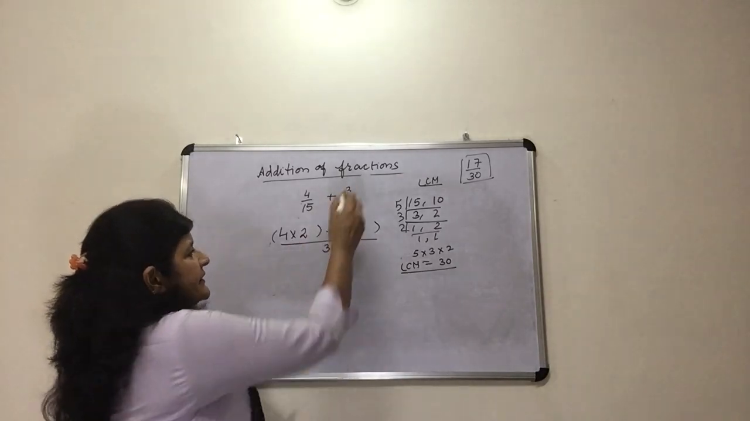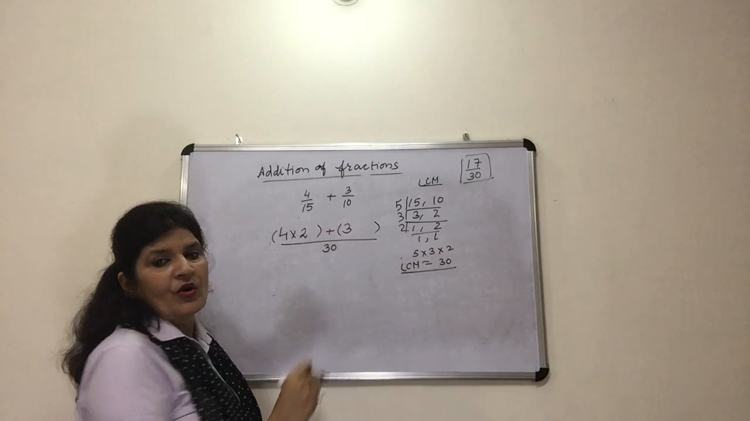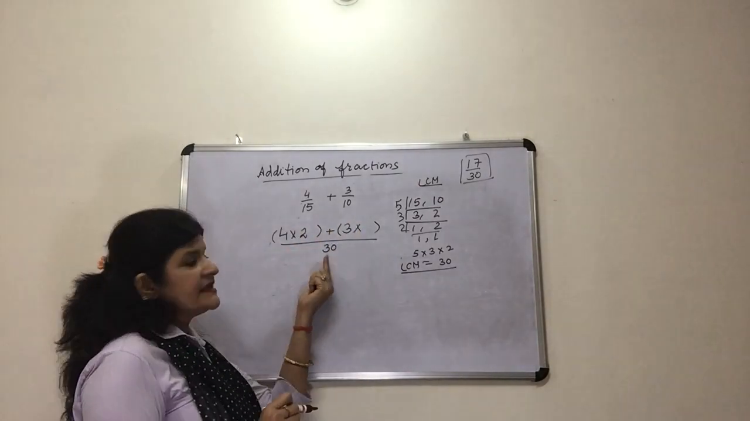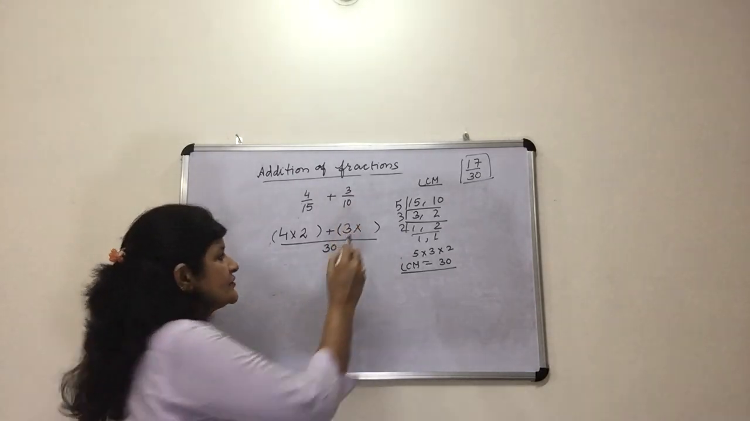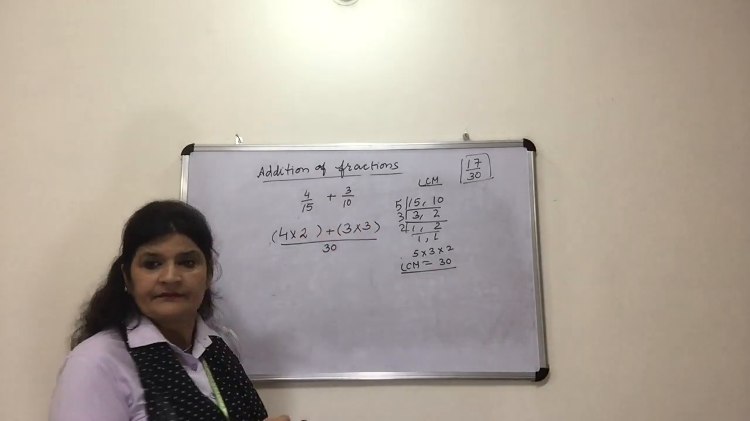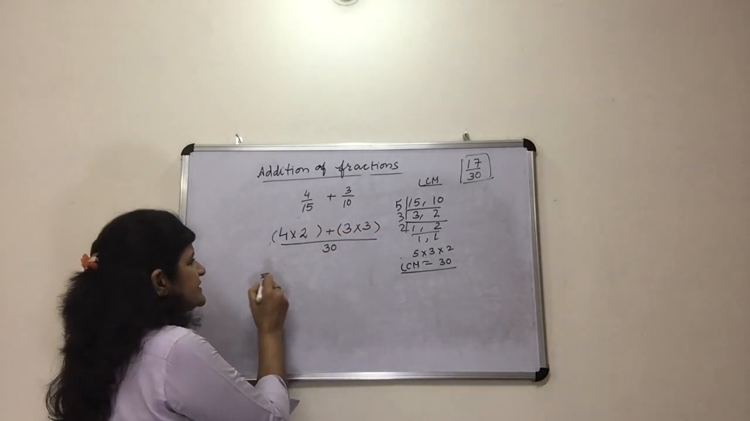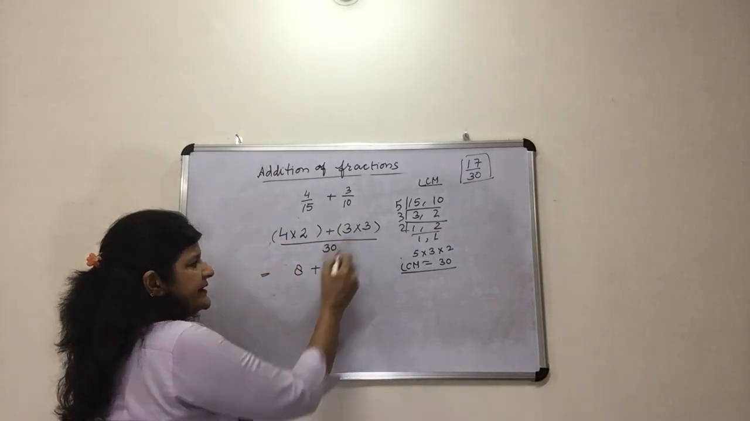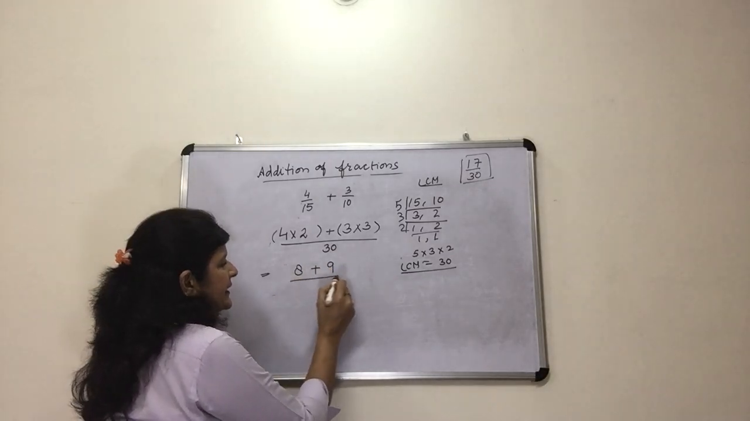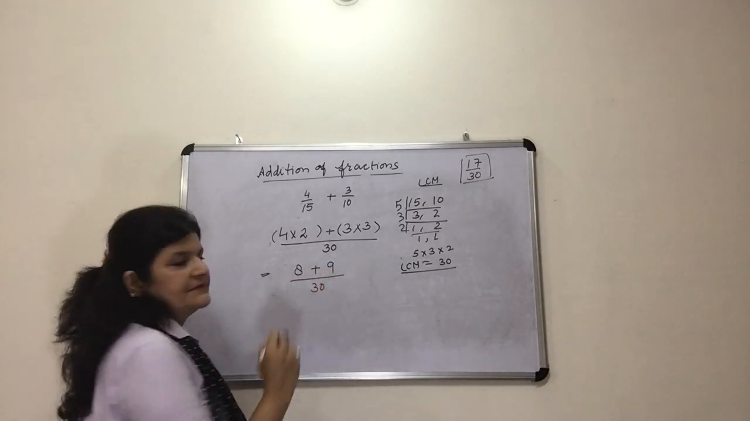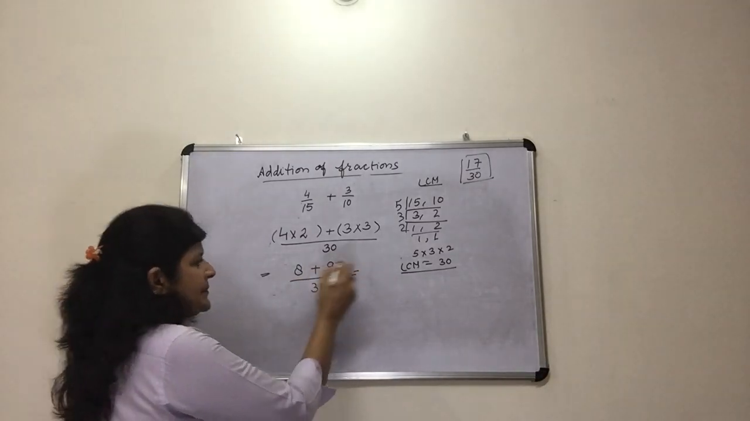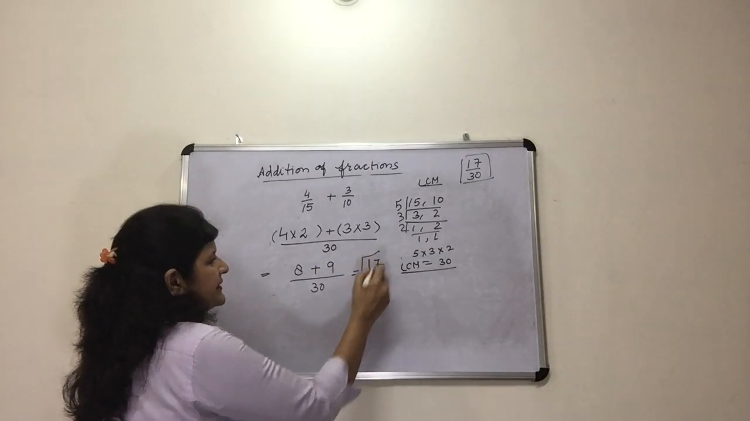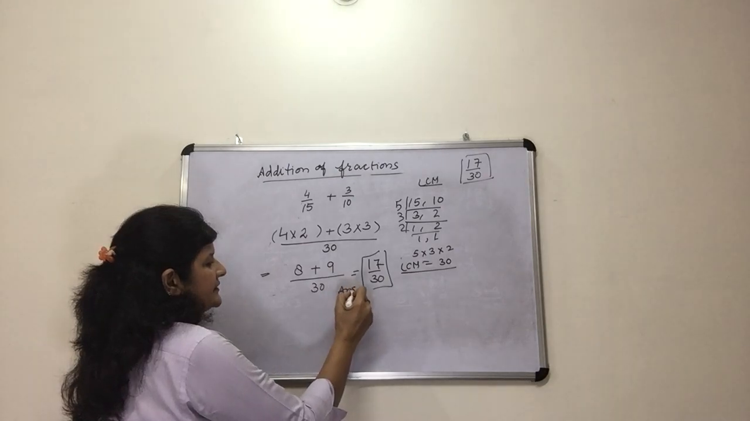Now the same here, the 3 is the numerator, so we will copy this 3. Multiply, this 30 is being divided by this 10. So 10 3s are 30. Right? Now we will solve this. 4 2s are 8 plus 3 3s are 9. And this is our LCM. Now 8 plus 9, 17 upon 30. So this is the answer.